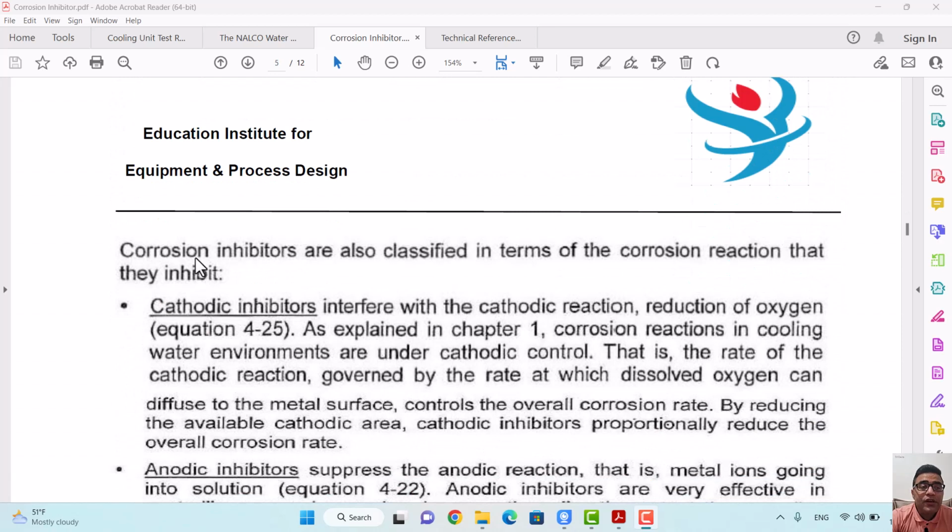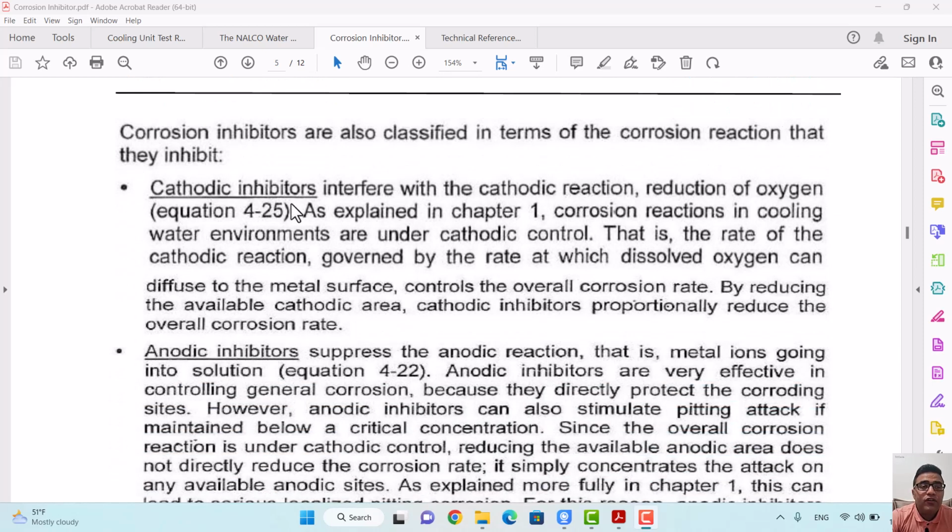Then corrosion inhibitors are also classified in terms of the corrosion reaction that they inhibit. Cathodic inhibitors interfere with the cathodic reaction, reduction of oxygen. Corrosion reactions in cooling water environments are under cathodic control. That is, the rate of the cathodic reaction, governed by the rate at which dissolved oxygen can diffuse to the metal surface, controls the overall corrosion rate. By reducing the available cathodic area, cathodic inhibitors proportionally reduce the overall corrosion rate.